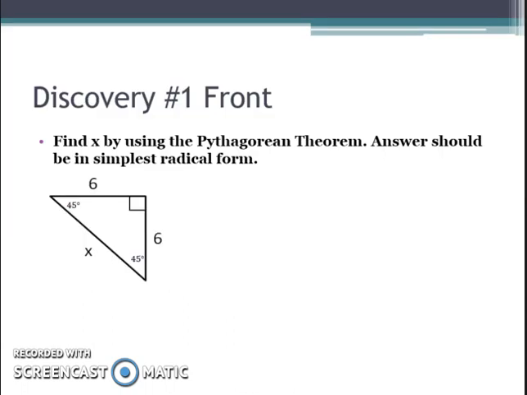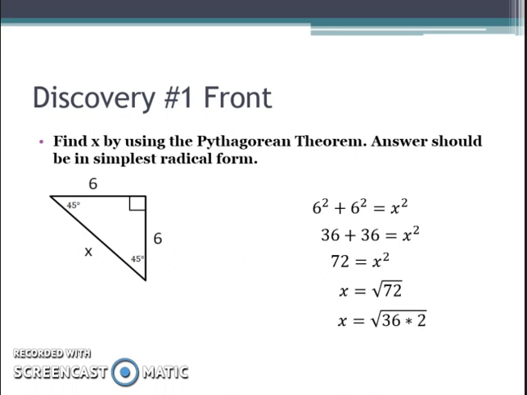So first off, discovery number 1 on the front. If we use the Pythagorean theorem, we can find our variable here, x. So we're going to do 6 squared plus 6 squared equals x squared. And 6 squared is 36, so we get 36 twice, which becomes 72. We're going to take the square root and simplify this. I know that 72 is really just 36 times 2, and the square root of 36 is just 6. So it becomes 6 square root of 2.